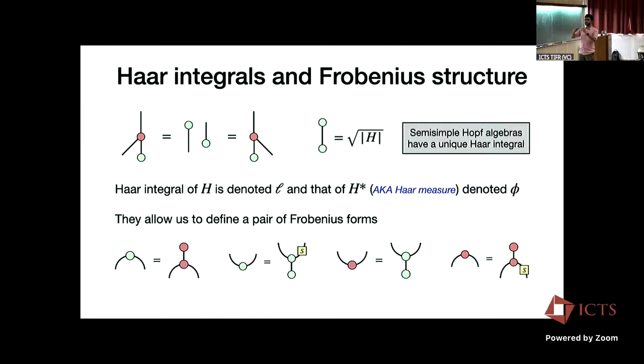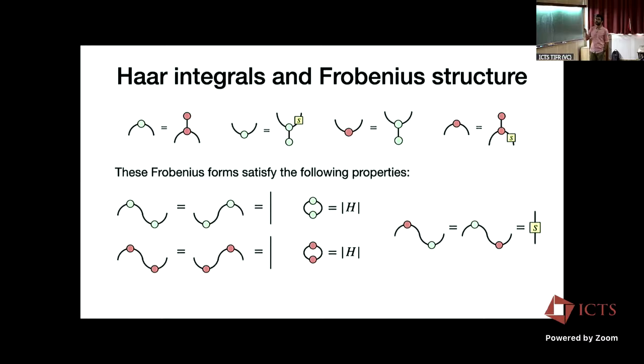These are the things that will let us bend legs in this modified ZX calculus. In ordinary ZX calculus, these things are trivial, so you don't need to keep track of them. But in this more general case, whenever you bend a leg, you have to introduce this Frobenius form. All right, it's a bunch of structure. You don't need to really remember all these details. I'm just saying this to motivate the diagrammatic calculus.